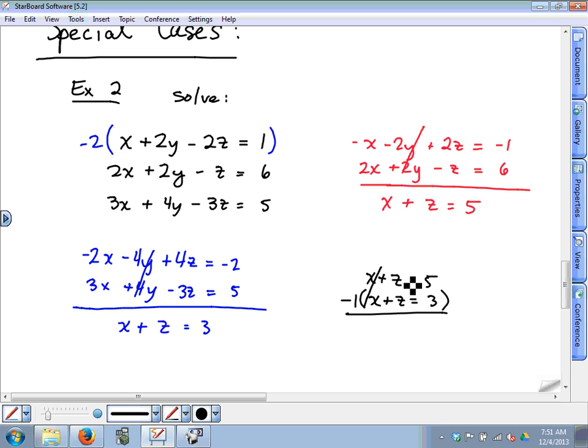But what happens here is both variables are gone. You end up with the statement 0 equals 2. It's not a true statement. So you say there's no solution. This is a similar kind of statement to what you'd end up with when you were solving systems with two variables, where you ended up with 0 equals a number. That was also no solution.